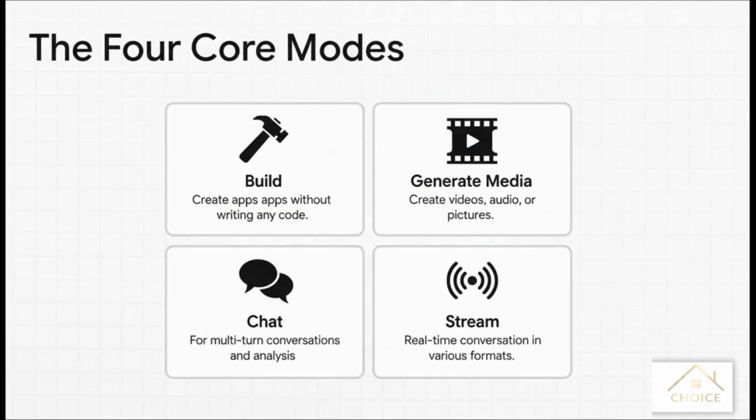Let's take a closer look at that column on the left. There are four main modes to pick from. Build is for creating apps from scratch. Generate Media is your go-to for making videos and images. Chat is perfect for really deep analysis and conversation. And Stream lets you interact with your data in real time. Honestly, if you can master these four, you've pretty much mastered Google AI Studio.